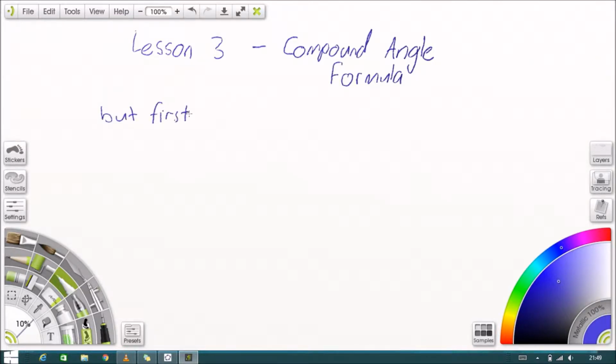Okay, for this third lesson we're going to be looking at the compound angle formula and how you can use it in trig identities. But first we're going to have a quick look at something called polar coordinates. So instead of xy coordinates, we'll look at polar coordinates.